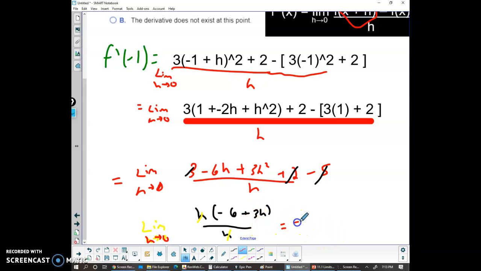So really what you want to think about doing is substituting that 0 in. You're evaluating the limit, so you're replacing the h with a 0. So this term goes bye-bye because it's 3 times 0. So the answer is -6. So f prime of -1 is equal to -6. We just figured out the derivative f prime of -1. All right, so that's it.